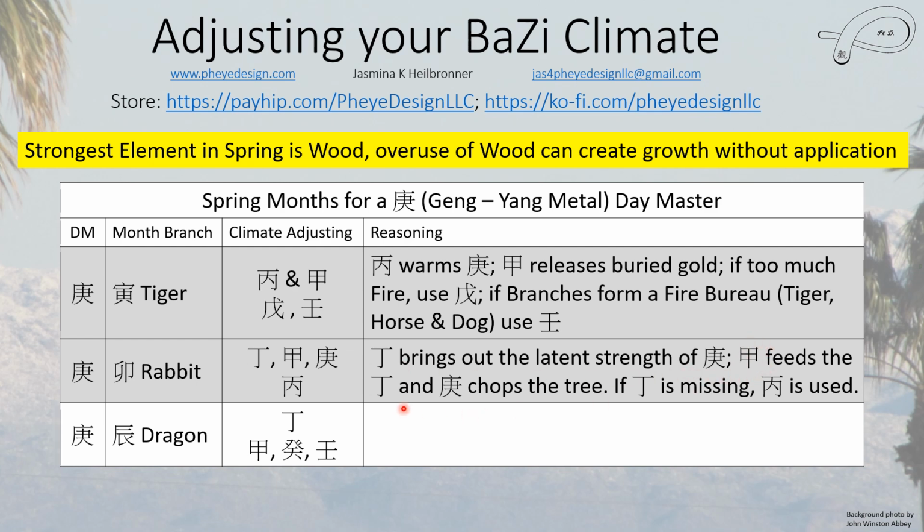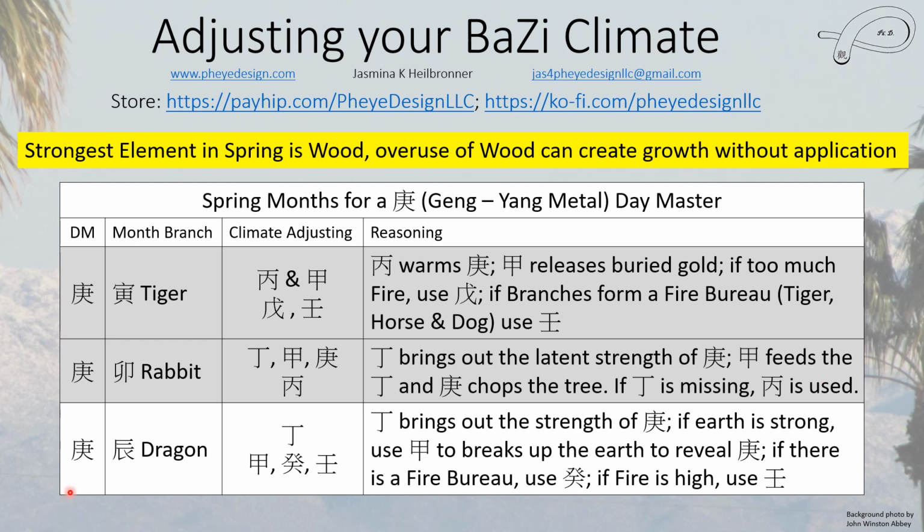The Jia feeds the Bing, the Ding, and the Yang metal, which you're using yourself, chops the tree, and that gives you the fire. So it's kind of another circular thing. Now, if you're missing the Ding, you can use Bing instead. And it has slightly different properties, but they're very, very similar. And you'll see what I mean in just a little bit.